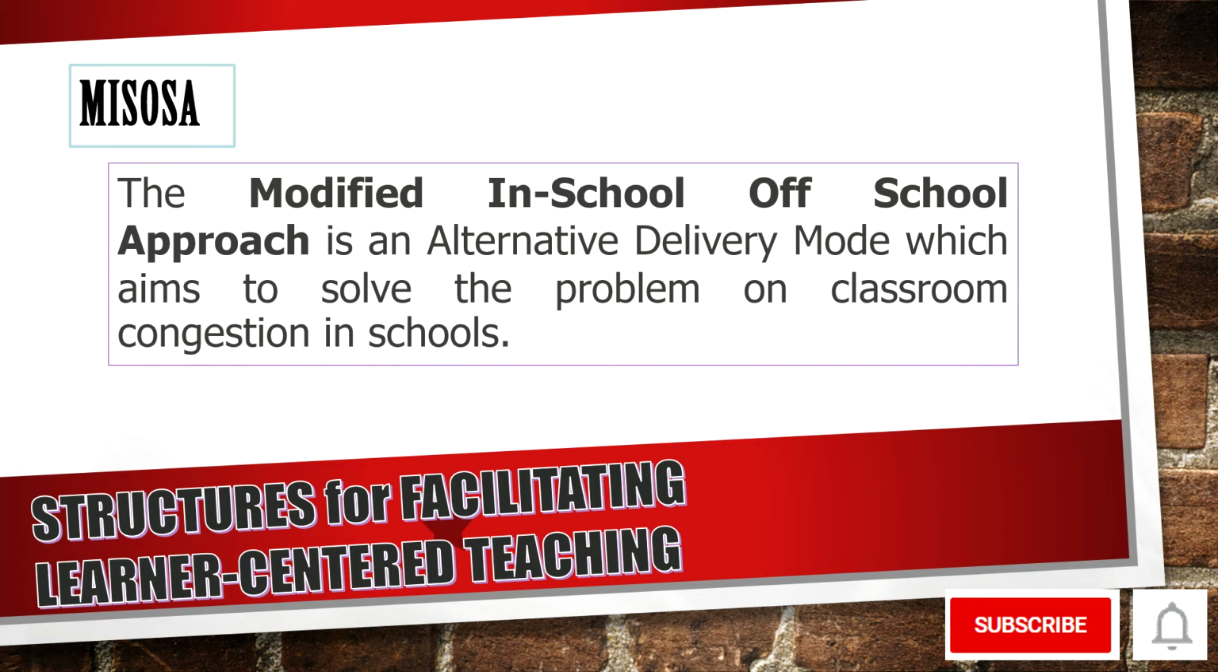The MISOSA, or Modified In-School Off-School Approach, is an alternative delivery mode which aims to solve the problem of classroom congestion in schools. In this mode, a large class is grouped into two. Half of the class is the in-school group, which will be taught inside the classroom by their teachers, while the other half is the off-school group, who will be provided with self-instructional materials in the different learning areas, which learners can work on independently in a venue other than the regular classroom. This MISOSA is implemented in grades 4, 5, and 6.